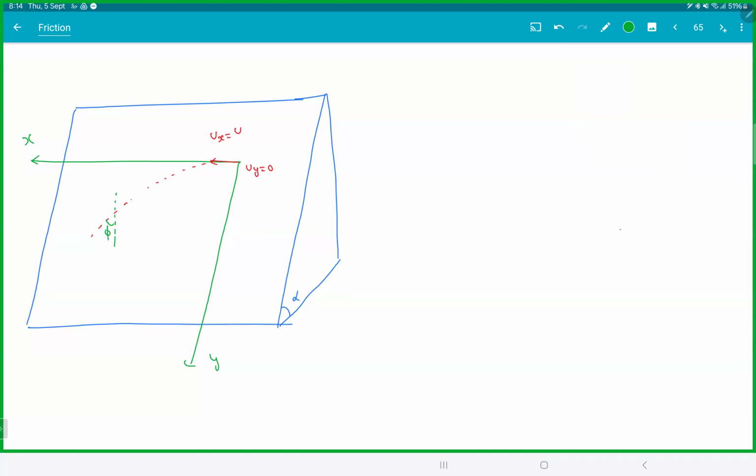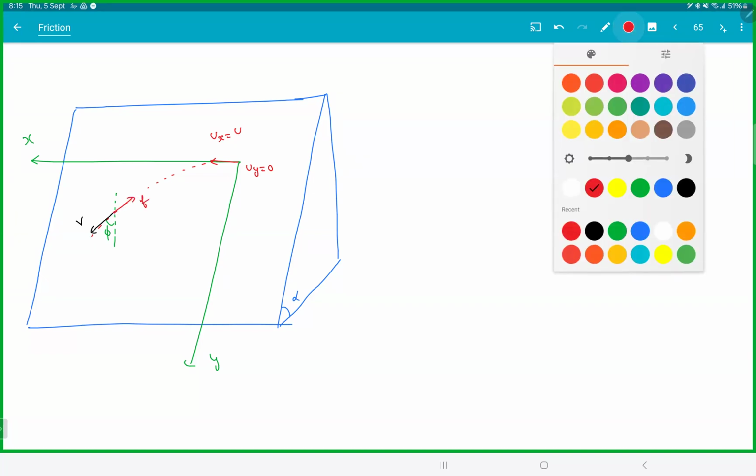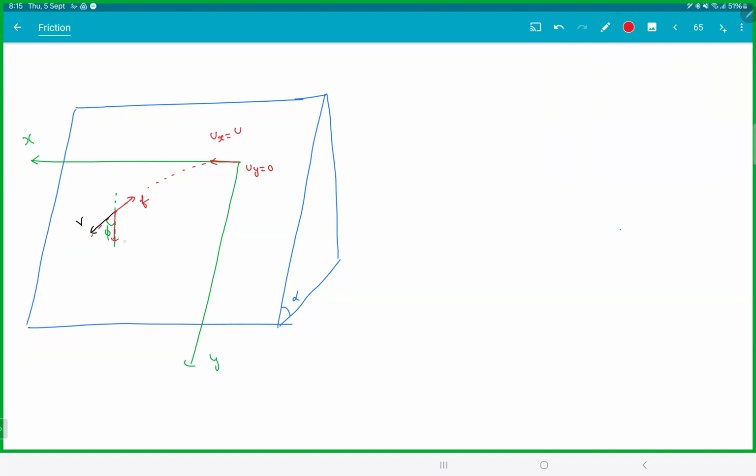This angle was phi. At this point, your velocity was v this way. At the same time, the friction f will be opposite to this. And we also have our mg sin alpha this way. So the things in red are the forces. V is the velocity. Is the diagram clear?